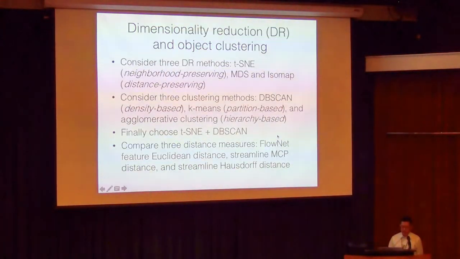So once you have compressed or encoded each flow surface into feature vectors, you are able to perform dimensionality reduction. Okay, you can reduce from, say, 1024 dimensions into two dimensions, so that you're able to see them on the screen. So we use t-SNE, a neighborhood preserving method, and we also explore multi-dimensional scaling and Isomap, which are distance preserving techniques. For clustering, we use DBSCAN, a density-based technique, and also use k-means and agglomerative clustering, to explore different combinations. Eventually the best solution is using t-SNE and DBSCAN.